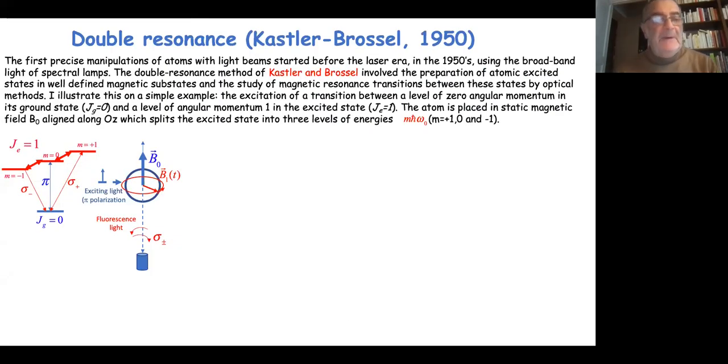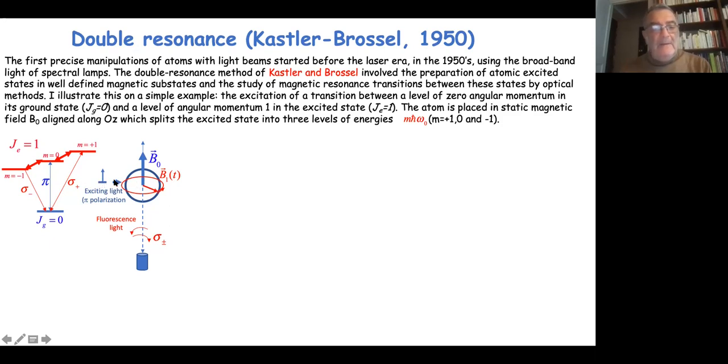So what is double resonance? The double resonance experiment is a very simple one, which was invented by Kastler and Brossel in 1950. I show you here the experimental setup. In fact, it's a magnetic resonance experiment, and the medium is a gas, which is contained in a cell that you can see here. There is a magnetic field applied to the gas, and a lamp which excites the gas on the side.